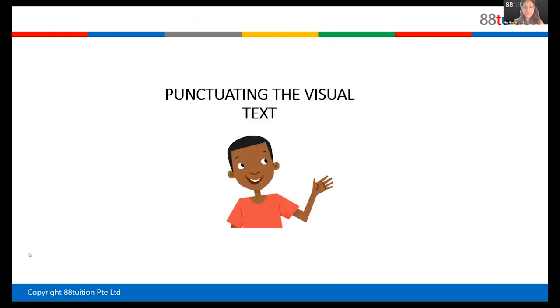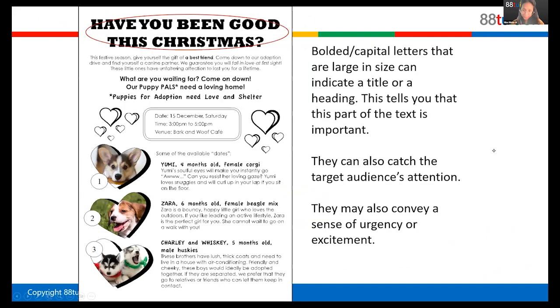Okay, so let's first learn a few things about visual text. So punctuating the visual text, meaning let's look at the different punctuations that you usually see in visual text. Okay, so let's look at the first one. So now, whenever you see a visual text, something on the top and it's bolded, it's bigger font and it's bolder and it's larger in size, it's indicating obviously a title, right? It's indicating a title or a heading, right? This tells you that the part is very, very important because it tells you what the whole entire text is about, right? They also want to target the audience's attention, right?